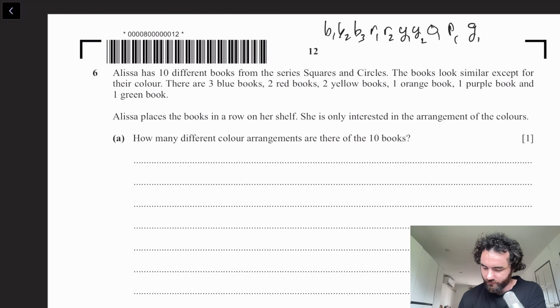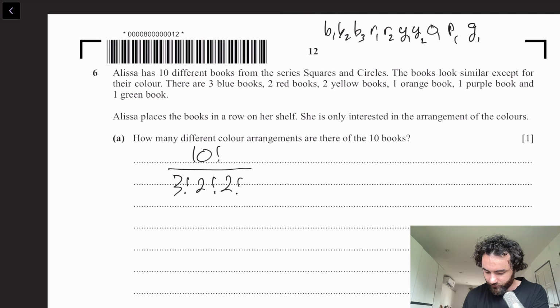Okay, we have 10 books. This would be 10 factorial, the number of ways we can arrange these 10 objects. Because she only cares about the colors, if we exchange the blues' positions, it's the same arrangement. So we divide by 3 factorial, and also 2 factorial for the reds and 2 factorial for the yellows. So 10 factorial divided by 6 divided by 2 divided by 2.